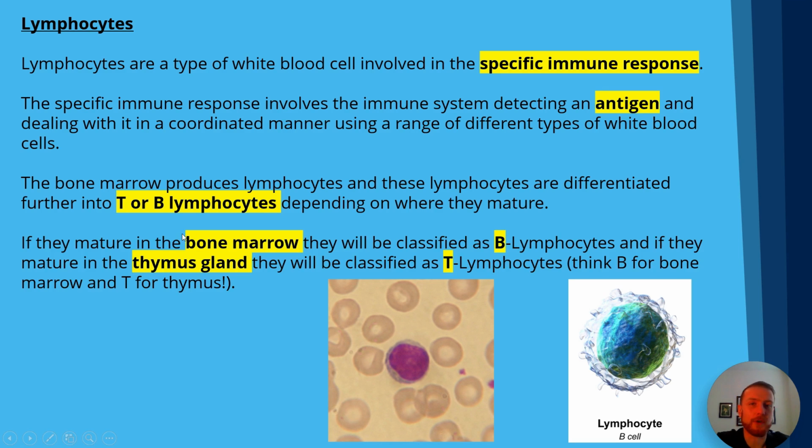So I've got a tip for you here, guys. If they mature in the bone marrow, they're classified as B lymphocytes. So B for bone marrow, B for B lymphocytes. If they mature in the thymus gland, they'll be classified as T lymphocytes. T for thymus, T for T lymphocyte. But remember, that's only where they mature. They're all made in the bone marrow, and then they either mature in the thymus if they're T lymphocytes, or the bone marrow if they're B lymphocytes.